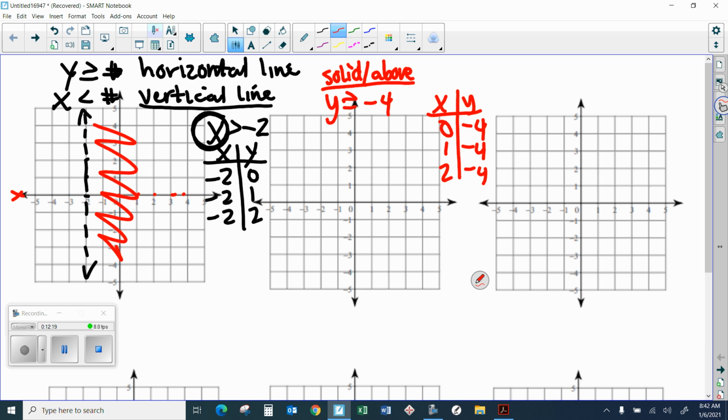X can be anything. Okay, so (0, -4), (1, -4), (2, -4). So I can see I have a horizontal line. It's going to be solid and shaded above. Now when I say above, all these y values going up, -3, -2, -1, 0, are greater than -4.